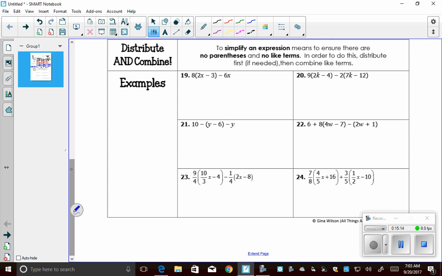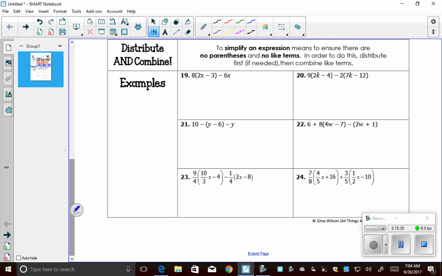So the last things that we're going to talk about is how to distribute a number and then combine like terms. To simplify an expression means to ensure that there are no parentheses and no like terms. In order to do this, distribute first if needed, then combine like terms.